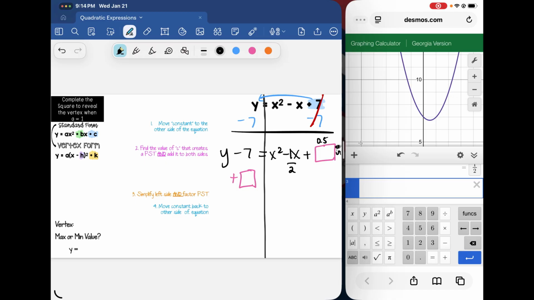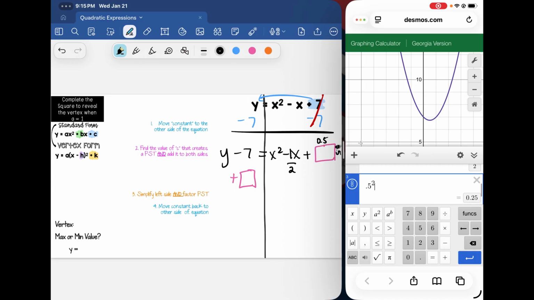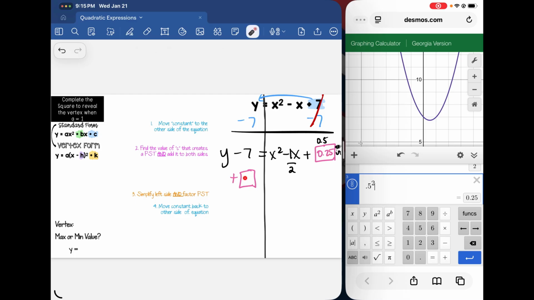All right. Now, what number is going to go inside the box? I already took half of my b term. So 0.5 squared gives me 0.25. So that's what's going to go in the box. And if I add 0.25 in this box, what do I have to do to the other side? Add 0.25. All righty.